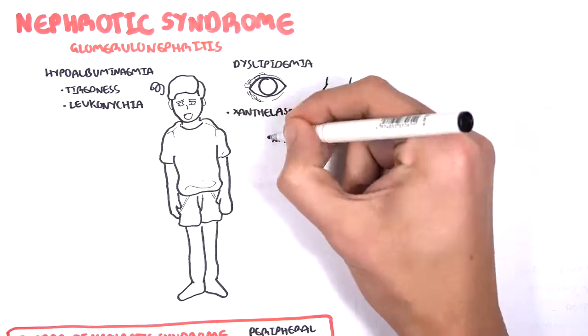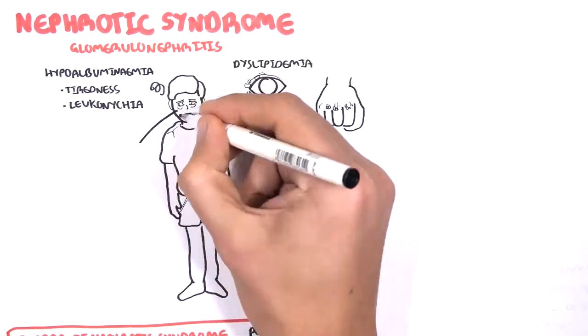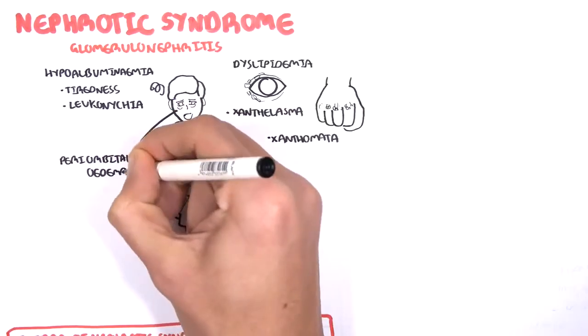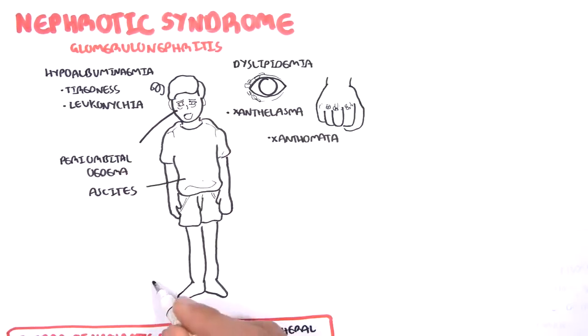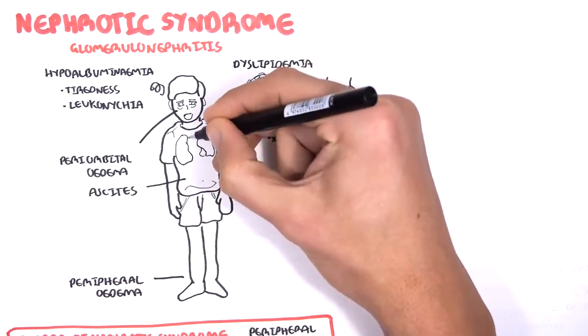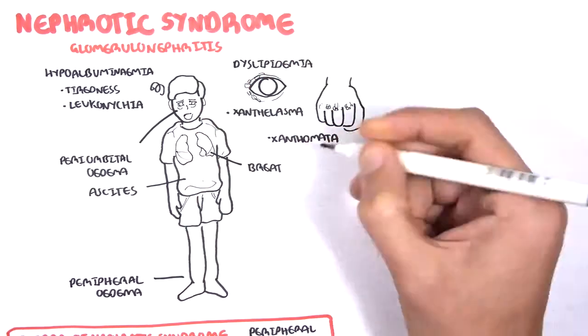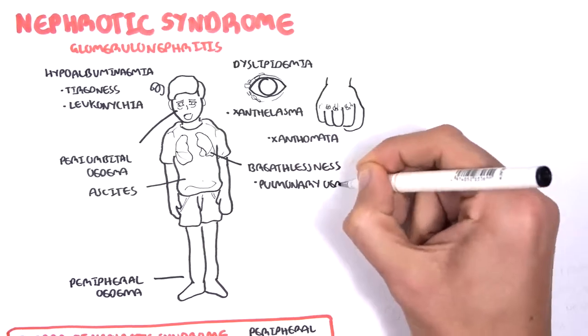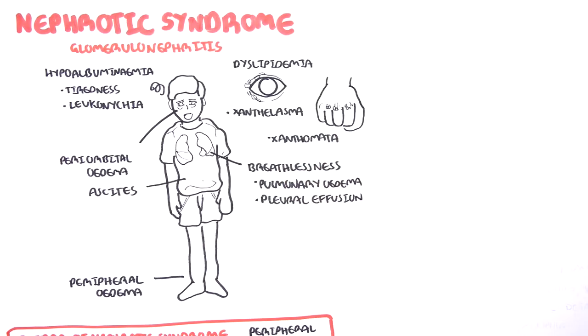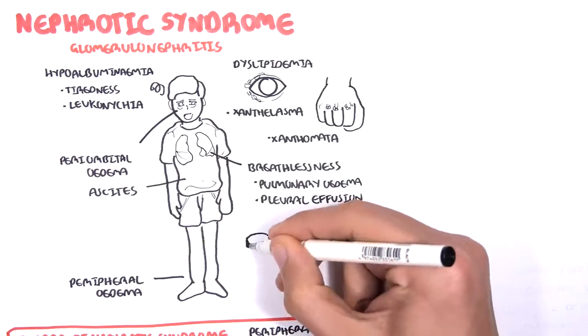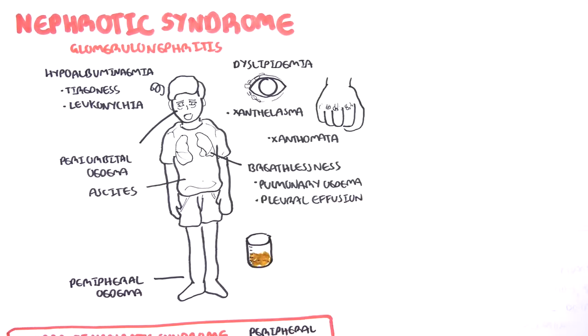Edema can be periorbital edema, which is fluid around the eye. It can be ascites, fluid in the abdomen, and also peripheral edema of the lower limb. Patients with nephrotic syndrome can be breathless because of fluid edema, because of the fluid overload, or pleural effusion. Urine in nephrotic syndrome is often described as being frothy in appearance.